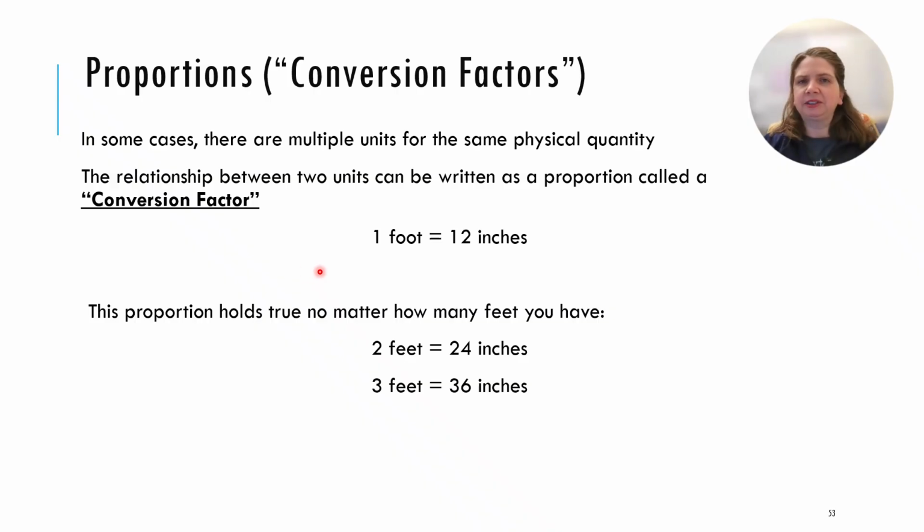In many situations, the same physical quantity can be expressed using different units. For example, distance can be measured in feet, inches, meters, or centimeters. The relationship between two units is written as a conversion factor, which is essentially a proportion. For instance, 1 foot is equal to 12 inches. This relationship is always true. 2 feet is 24 inches. 3 feet is 36 inches. And so on. It's always a 1 to 12 proportion. Conversion factors help us convert from one unit to another, no matter how much we are starting with.